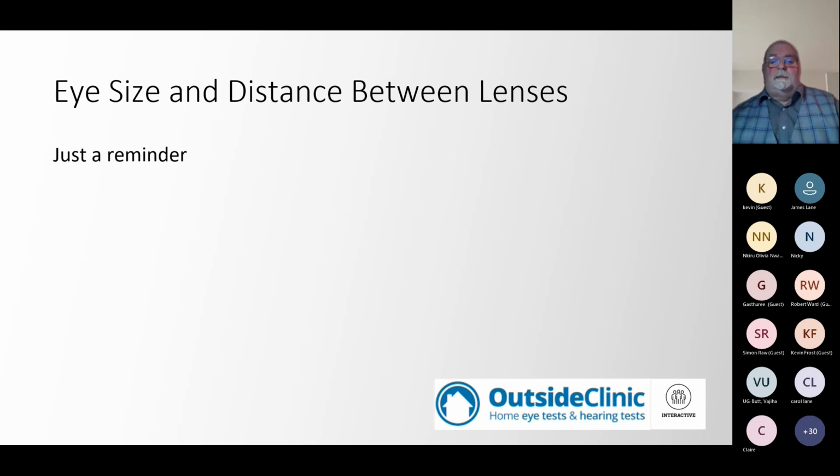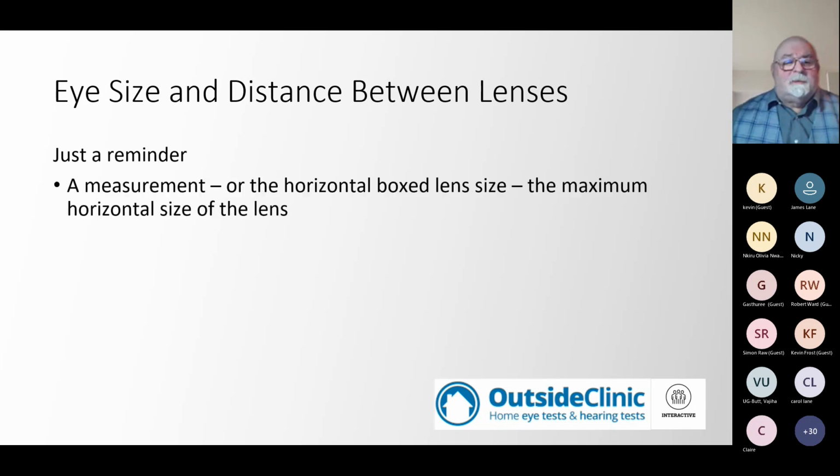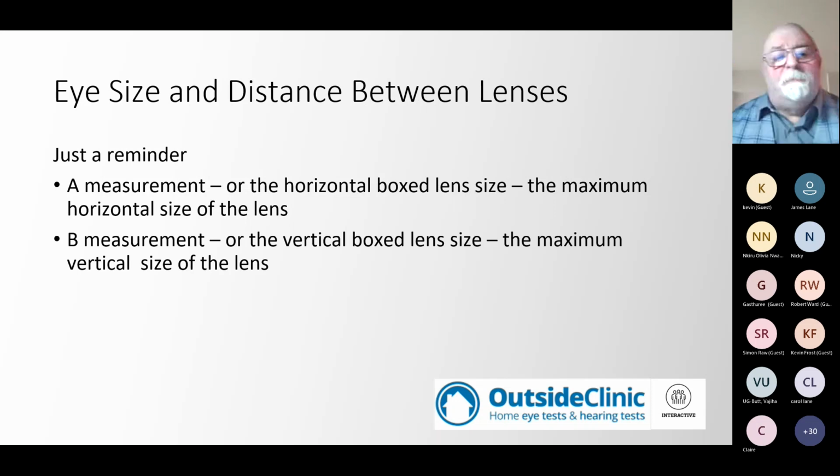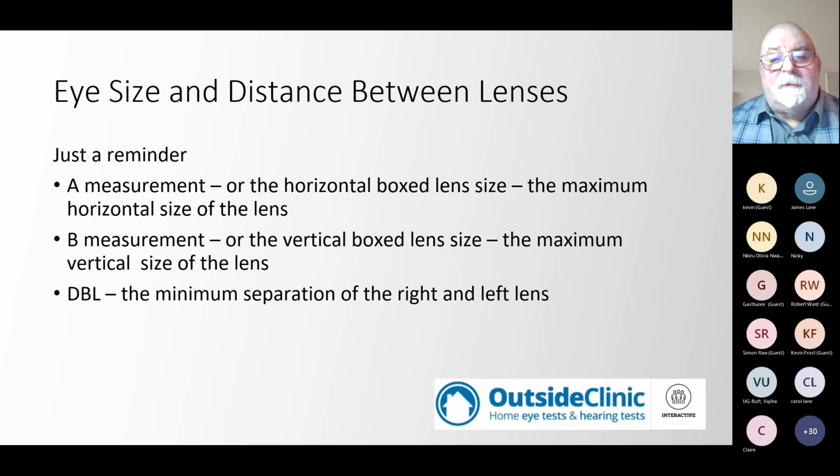So eye size and distance between lenses. This is the A measurement, as it's often called in practice these days, or the horizontal boxed lens size. It's the maximum horizontal size of the lens. The B measurement, or the vertical box lens size, again, is the maximum vertical size of the lens. And the DBL, distance between lenses, is the minimum separation of the right and the left lens.